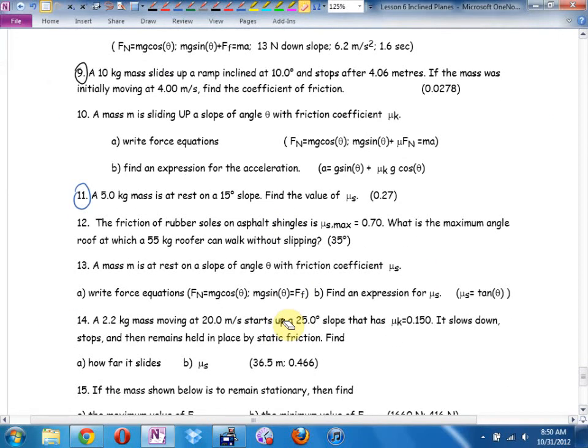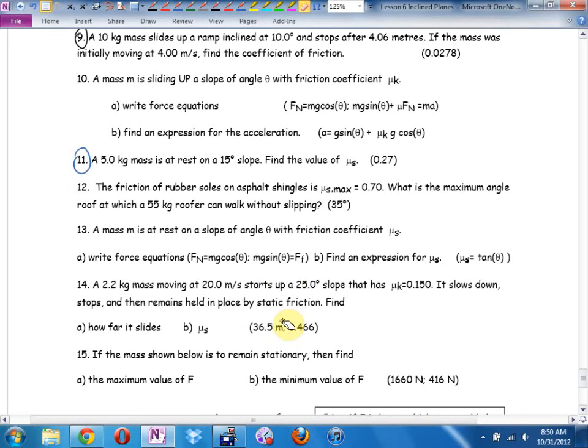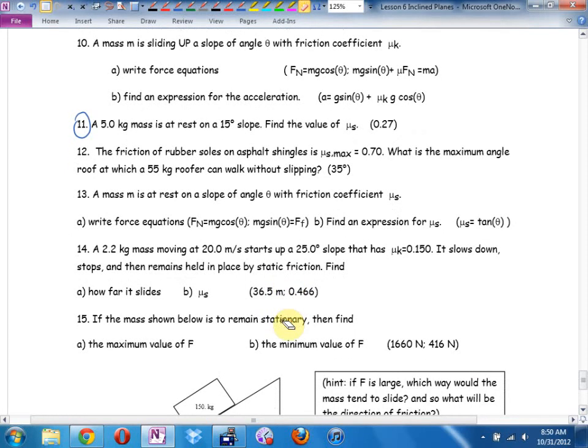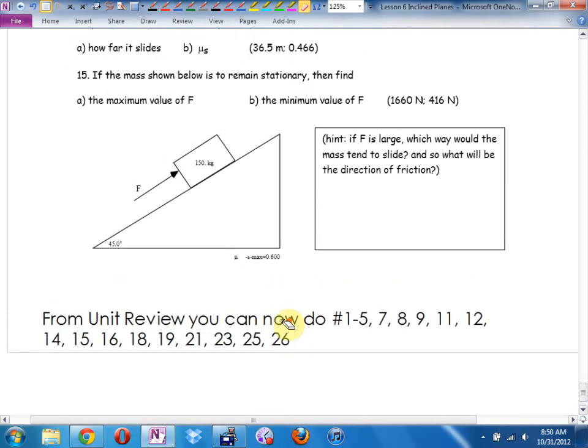10, nah. 11, nah. Did already. 12, I'd like to find the angle, but that's a bit yucky. No, we're good.